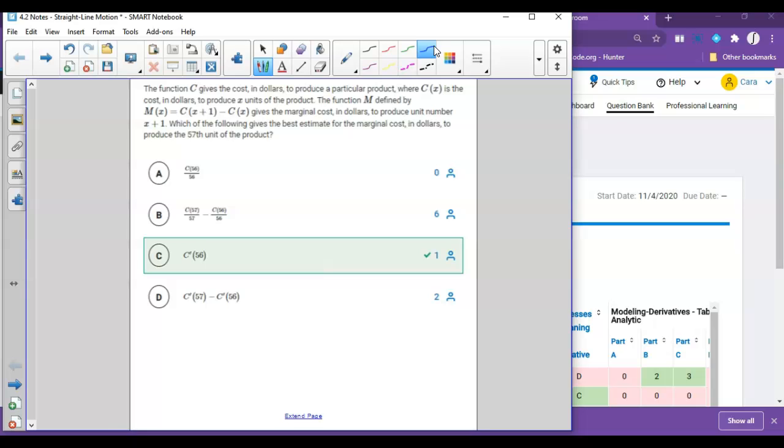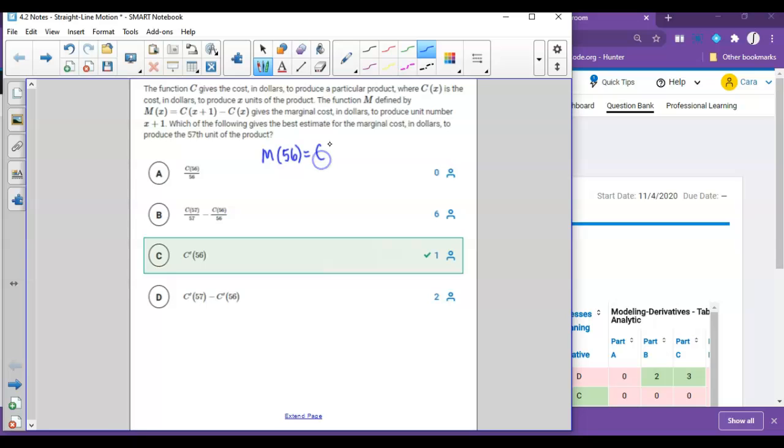This question here was missed by almost everybody, and I could imagine possibly this one is a guess. This is a question about marginal cost, and marginal cost is the amount of money that it takes to make one more of a product. So it asks for the best estimate for the marginal cost in dollars to produce the 57th unit of a product. So the 57th unit of a product, we would actually be looking at M of 56 here.